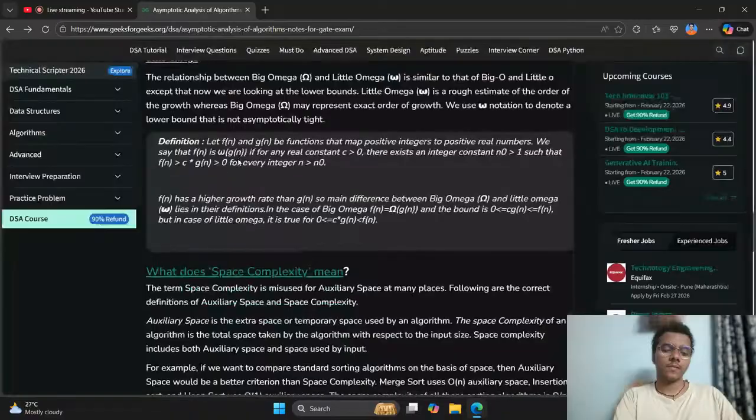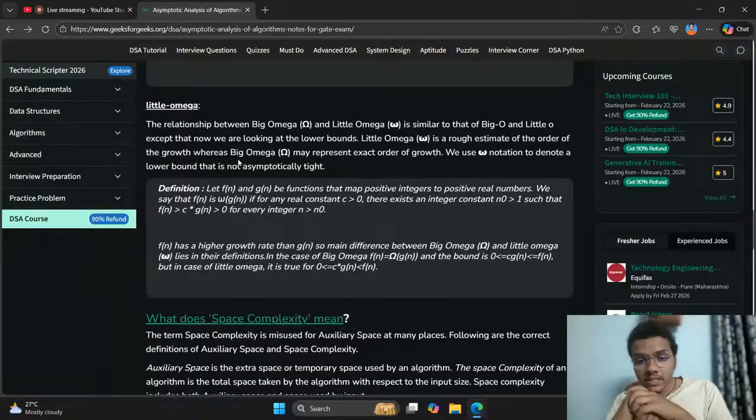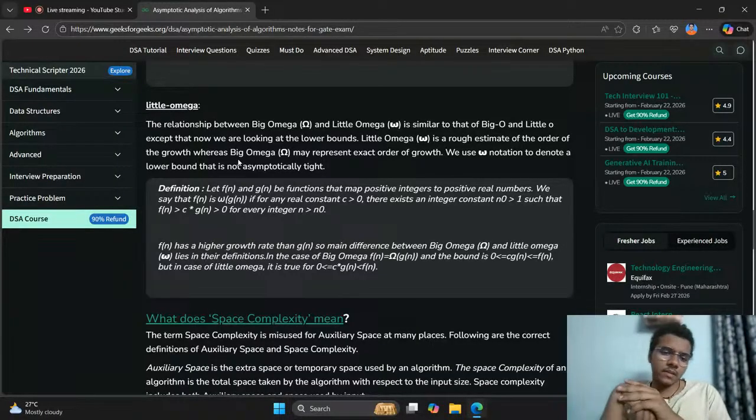Okay, little o and little omega. The relationship between omega and little omega is similar to big O and little o, except that now we are looking at the lower bounds. Little omega is a rough estimate of the order of growth, whereas big omega may represent the exact order of growth. We use little omega notation to denote a lower bound that is not asymptotically tight.